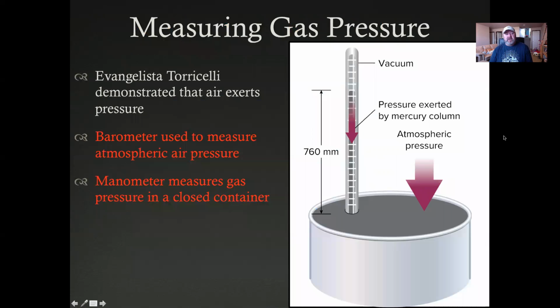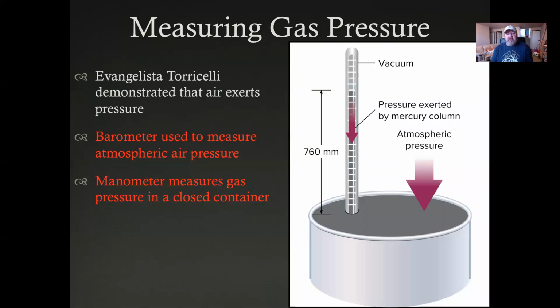So in order to measure pressure, there was a scientist long time ago named Torricelli. In fact, one of the ways that we measure air pressure or gas pressure is through what we call torr. Now, that's not the System International unit that we use. We use Pascal as that, but he was the first person that really started doing experiments.